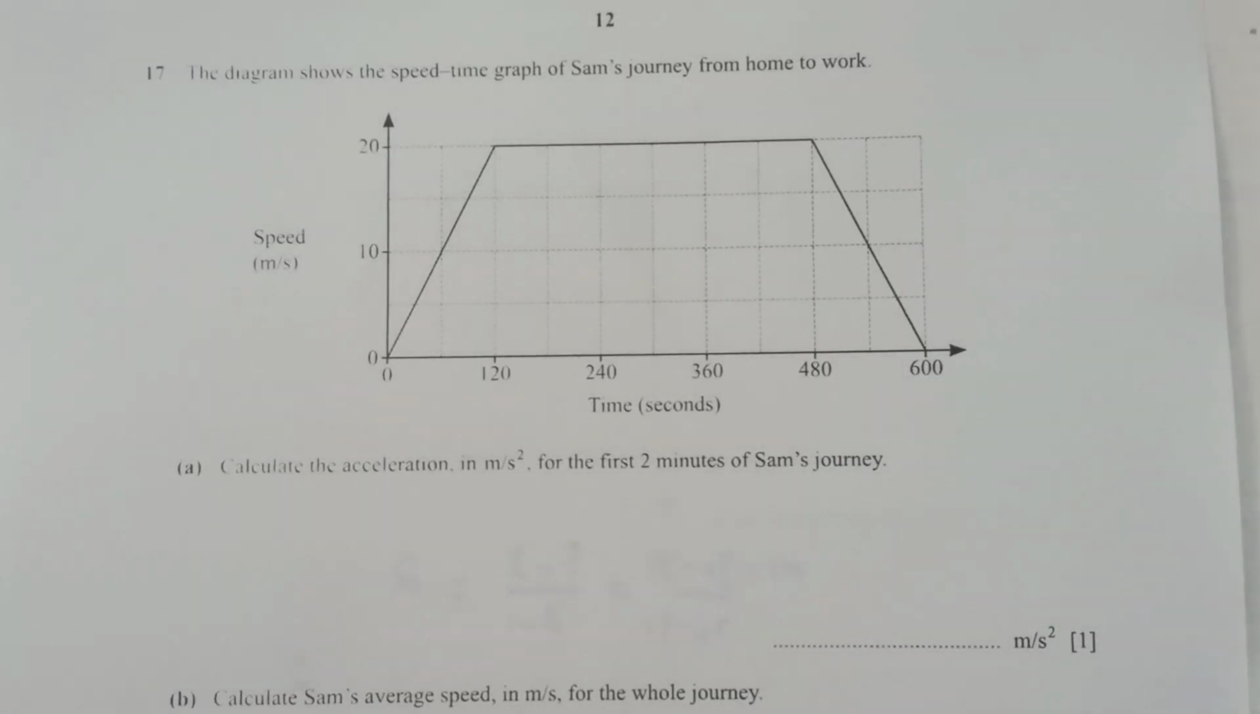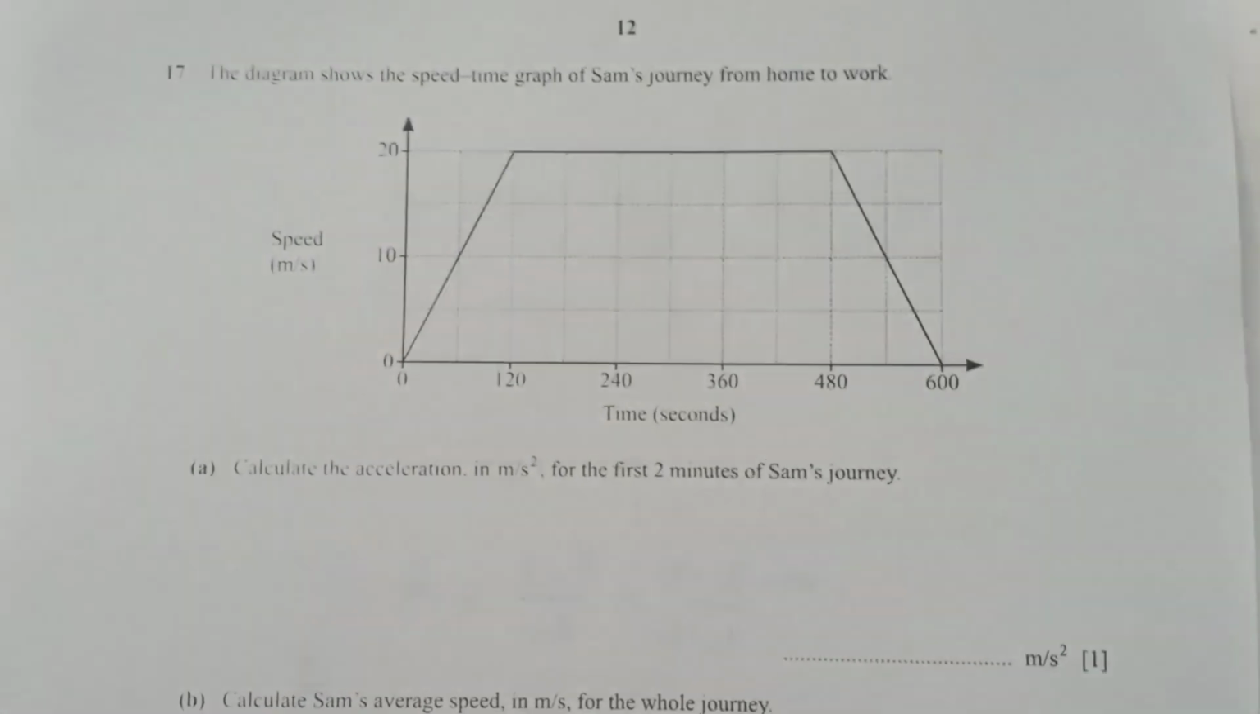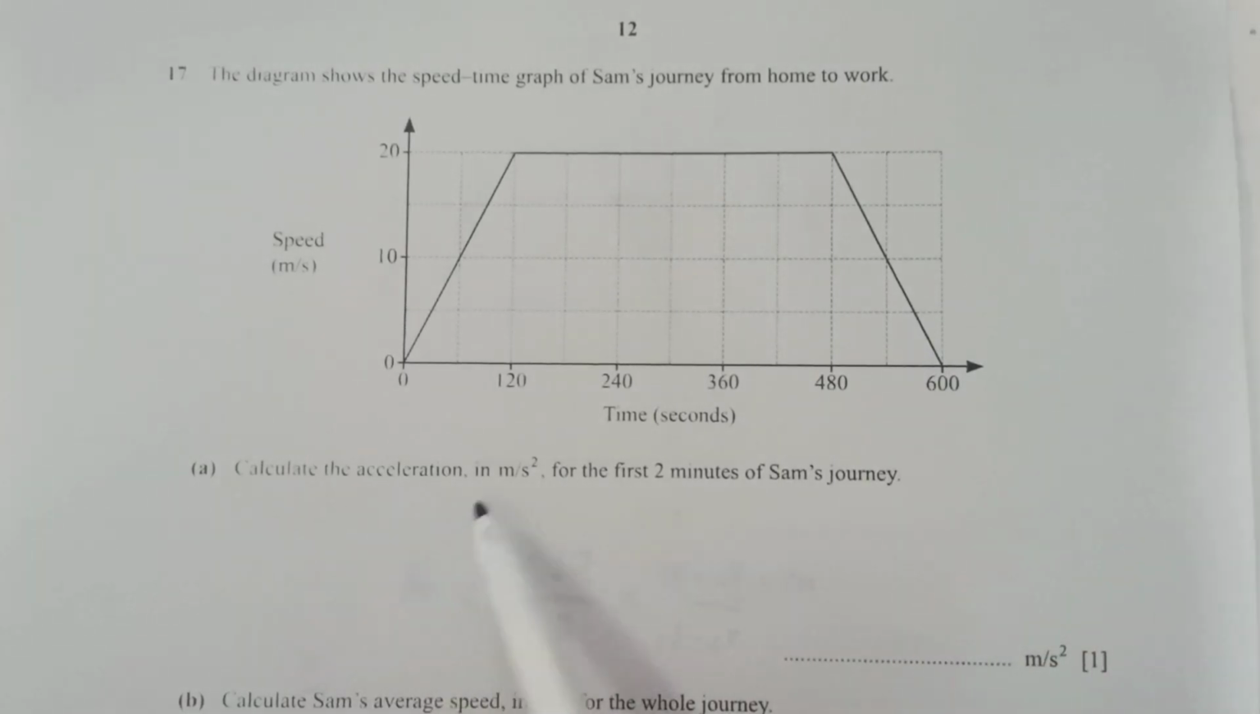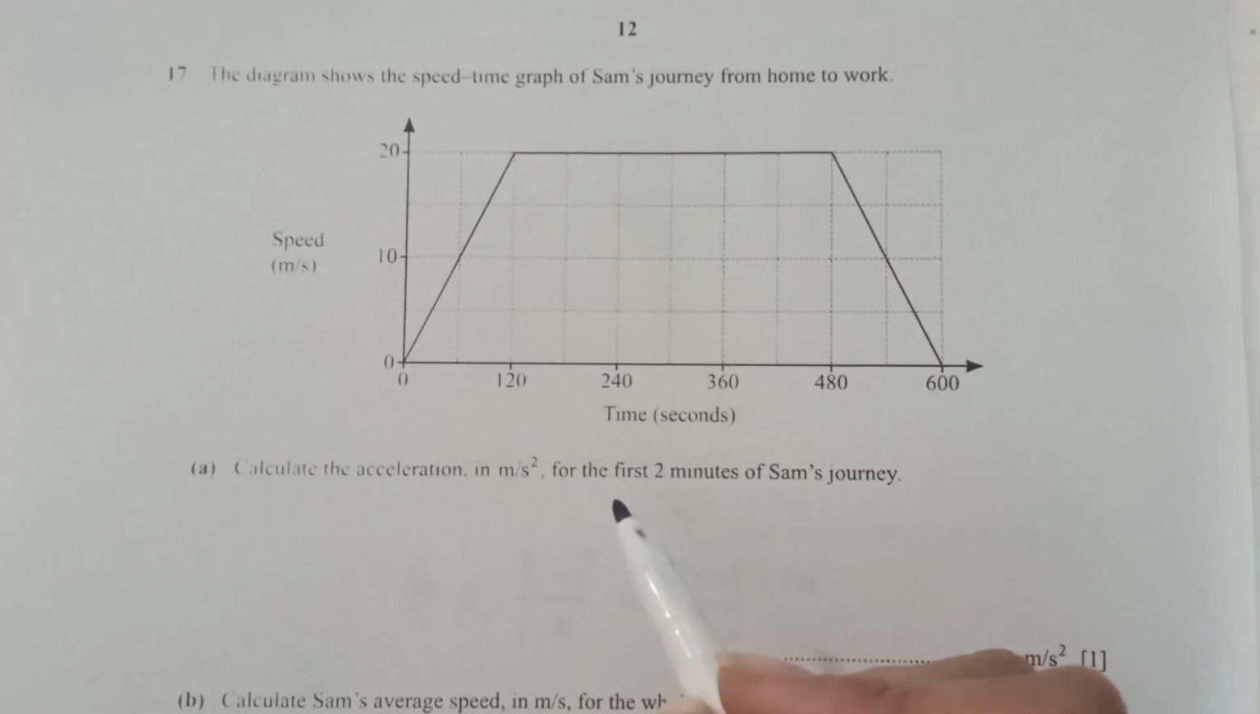Now students, question number 17. The diagram shows the speed time graph of Sam's journey from house to work. That is the speed time graph. We have to find the acceleration in meters per second squared for the first 2 minutes of Sam's journey. That is the speed and that is the time. We have to find the acceleration.